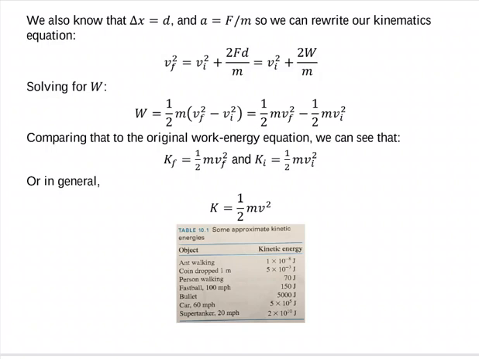So then, if we solve that equation for work, we can have two different versions of this equation. It's really the same thing twice. We just have 1/2 times mass times velocity final squared minus velocity initial squared. Or we can distribute the 1/2 mass, and we wind up with 1/2 m v final squared minus 1/2 m v initial squared.